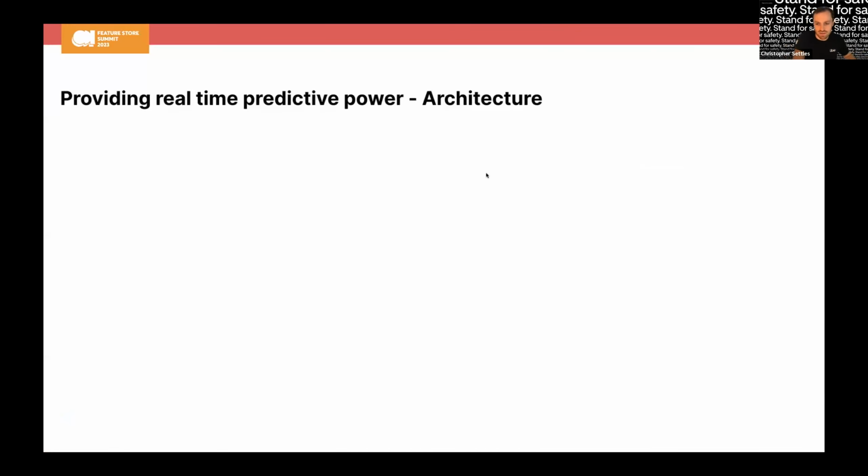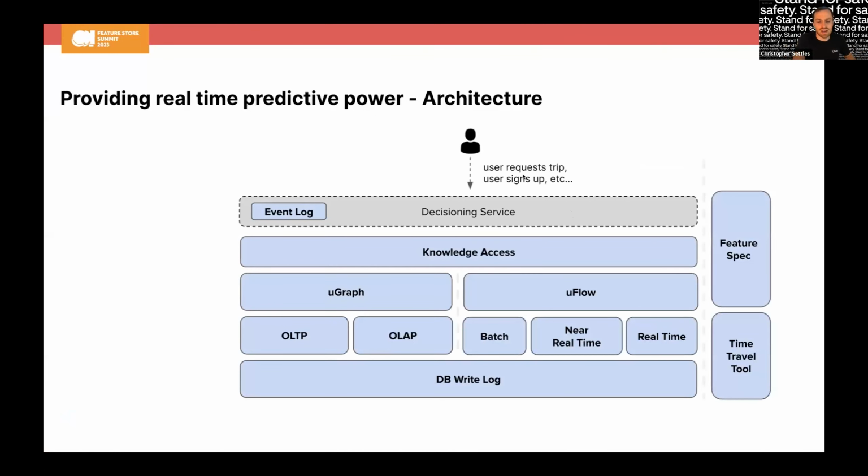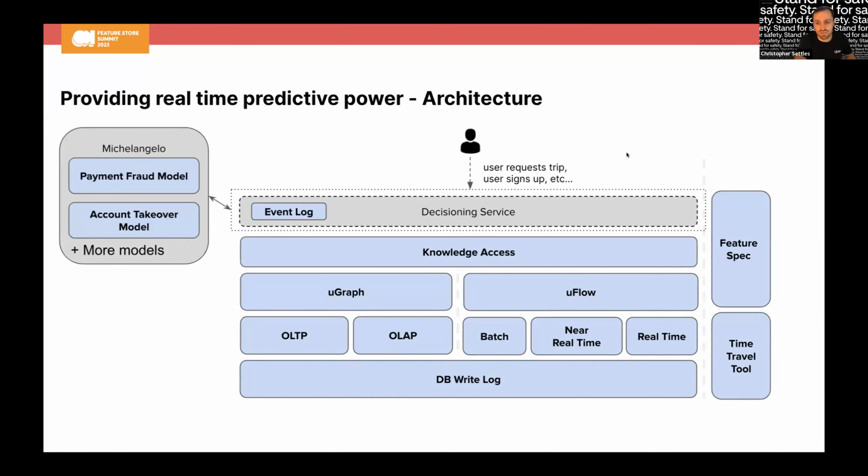Sort of going back to the architecture Jean mentioned earlier, we have the user starting off with requesting a trip, and this first flows into our decisioning service. This decisioning service is ultimately where we can provide our predictions and make a decision on certain kinds of requests. For machine learning engineers, this means making calls to Michelangelo, which will serve our machine learning models that can help us evaluate risk across a number of domains. We may have many different models, such as payment fraud models or account takeover models.